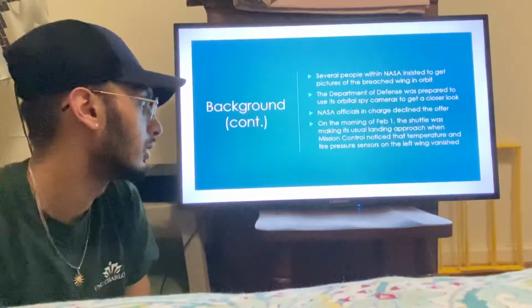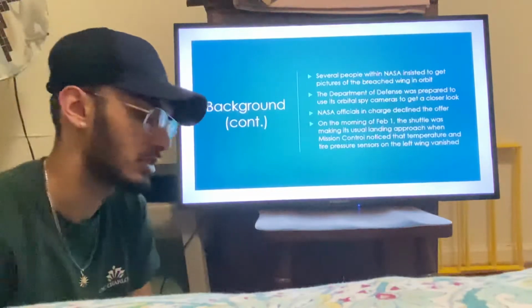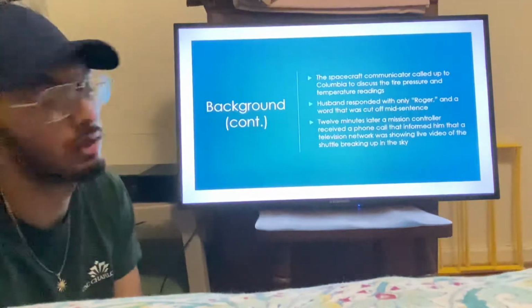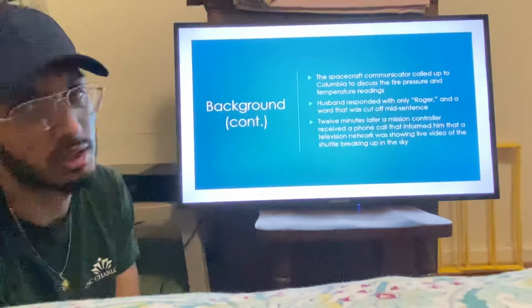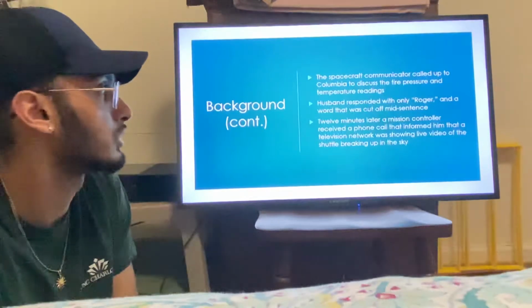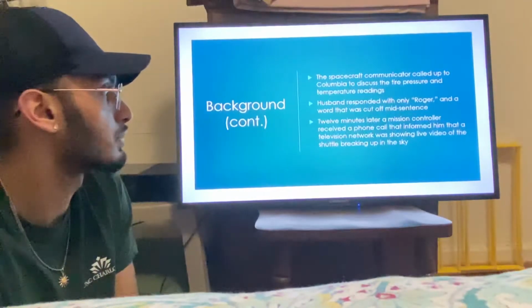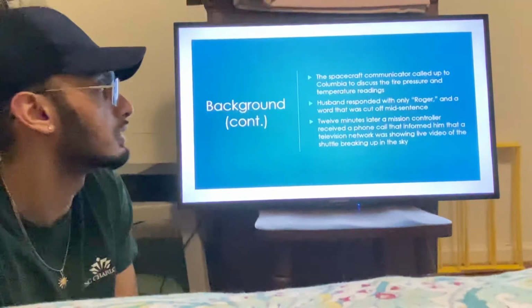On the morning of February 1st, the shuttle was making its usual approach, and then Mission Control noticed that the temperature and tire pressure sensors on the left wing vanished. The spacecraft communicator at Mission Control called up to Columbia to try to talk about the tire pressure and the temperature readings. The commander, Husband, responded with only Roger, and it was cut off mid-sentence.